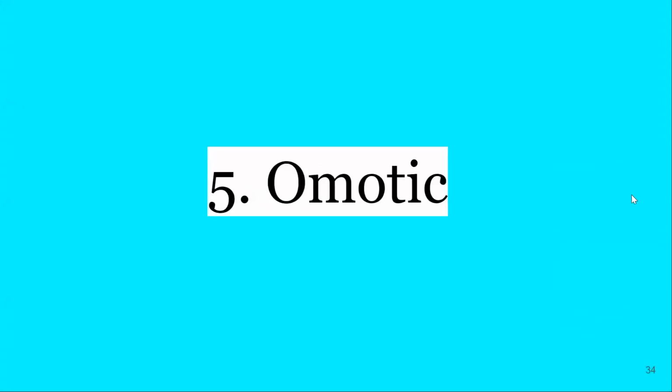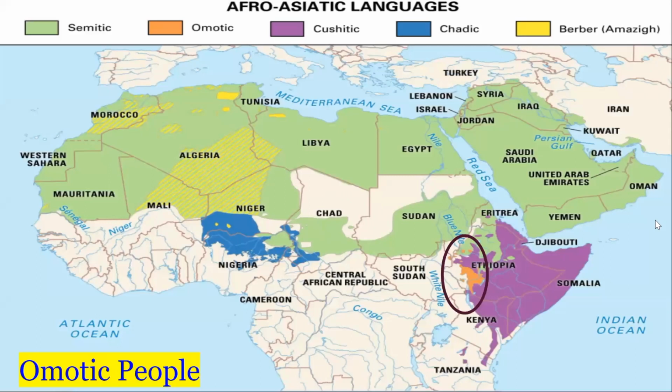The Omotic languages are a group of languages spoken in southwestern Ethiopia in the Omo River region. The Omo River is the one that flows into Lake Turkana in northern Kenya. The languages have around 6.2 million speakers. The group is generally classified under the Afro-Asiatic group, but it is disputed by some. It can be divided into South Omotic and North Omotic.